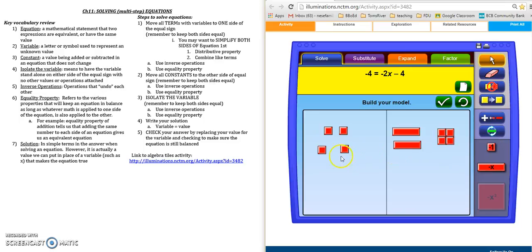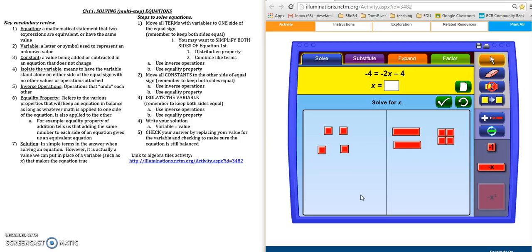Our model now represents our equation. 4 negatives on the left, 1, 2, 3, 4. The equal sign is represented by the line. 2 negative x's on the right, as well as 4 negative 1s. The program has a built-in check, so you could check to make sure that your model matches the equation. You simply select the check button, and it will let you know that it's correct. When it's correct, it then writes the box that would be for the solution.